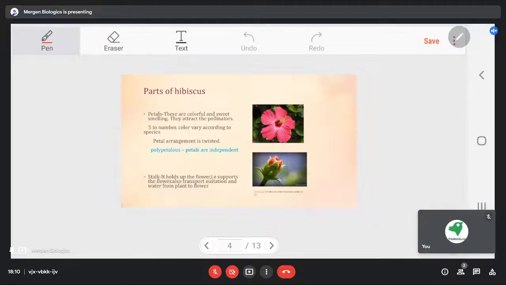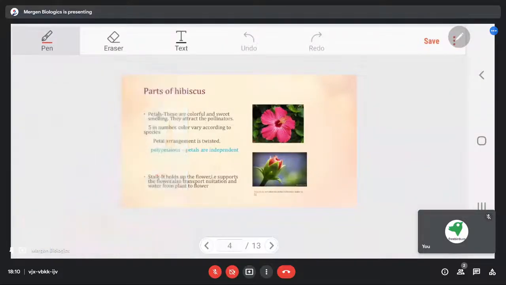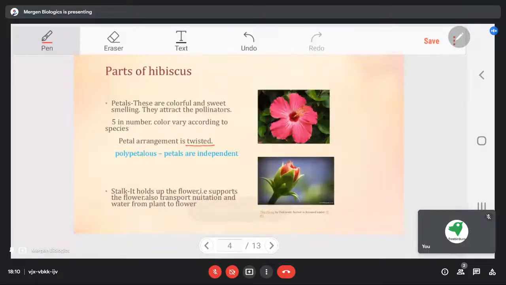There are 5 petals in number, and these petals, as I have told you, are overlapping each other and they are not fused. So the overlapping arrangement of petals is known as twisted arrangement. As you can see, as I have told you, this is the word twisted. Let me zoom it for you.